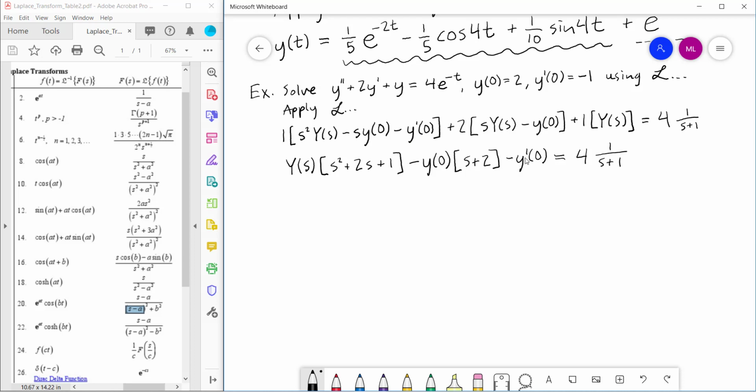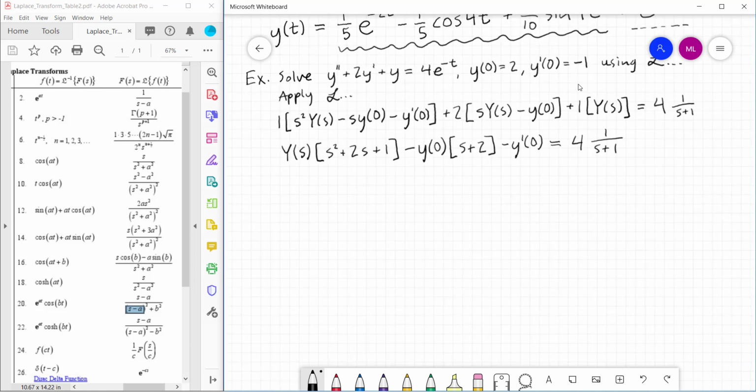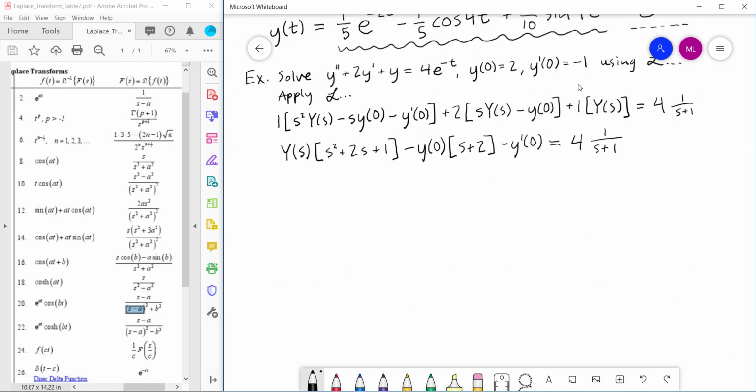We'll now plug in our y of 0 and y prime of 0 from the initial conditions. It'd be really convenient if one of these was 0. But they're not. And we'll wind up with Y of s times our s squared plus 2s plus 1. I'm going to move everything over to the other side of the equation in this step as well, in addition to plugging in those values. So we'll have our 4 times 1 over s plus 1.